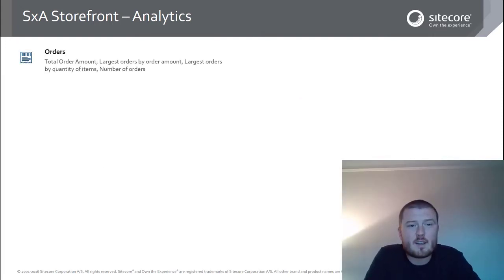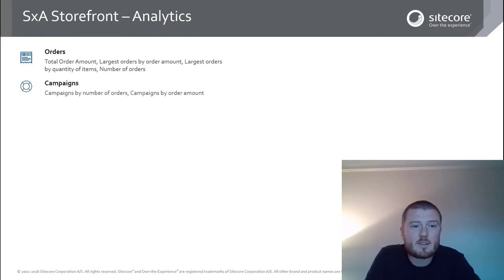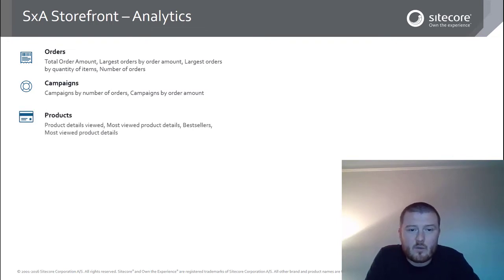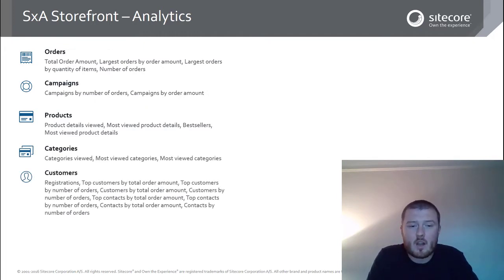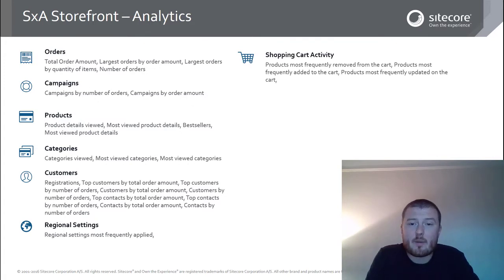With the tight integration with xConnect, you get a large suite of reports available to give you data on how people are interacting with your site. This includes information on the orders that are placed, your campaigns that have been running, the products that are there, including which ones are selling compared to which ones aren't, the categories which are viewed most frequently. We have a large amount of reports based on the customers to do with registrations, which customers order the most by amount or by frequency. We have reports based on regional settings and shopping cart activity.